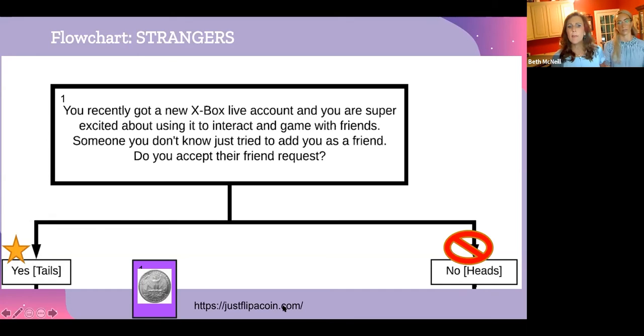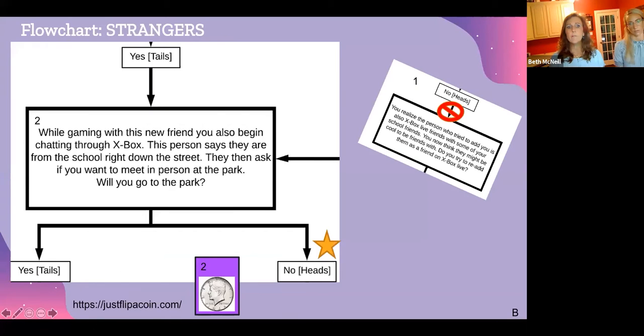So if you don't have a coin, there is a link right here to an online coin flipper that's available, students could use, but typically they like the kinesthetic piece of flipping a coin. So let's say I flipped my coin and I landed on tails, which means my answer to this question must be yes, I'm going to accept the friend request. So I'm going to follow down the flow chart to the next box under the yes.